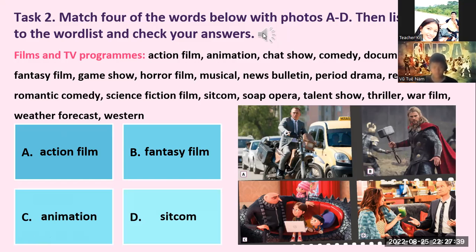Unit 3, Lesson 3A, Exercise 2. Action film. Picture A. Animation. Picture C. Chat show. Comedy. Documentary. Fantasy film. Picture B. Game show. Horror film. Musical. News bulletin. Period drama. Reality show. Romantic comedy. Science fiction film. Sitcom. Picture D. Soap opera. Talent show. Thriller. War film. Weather forecast. Western.